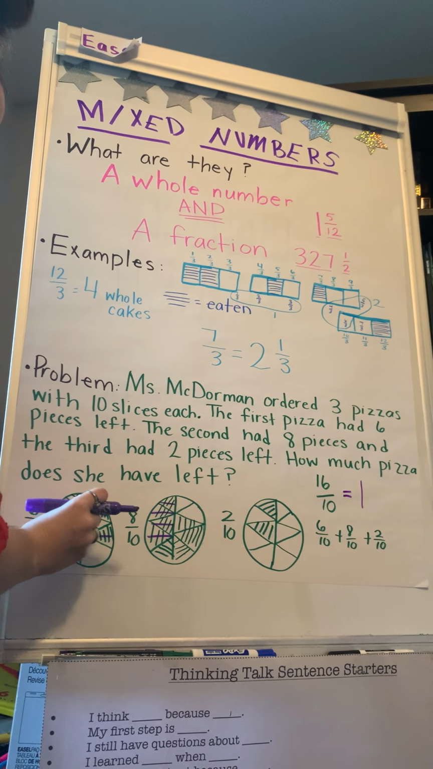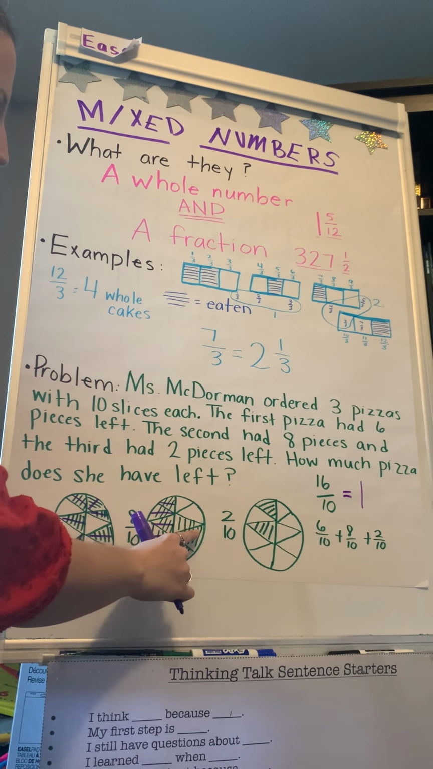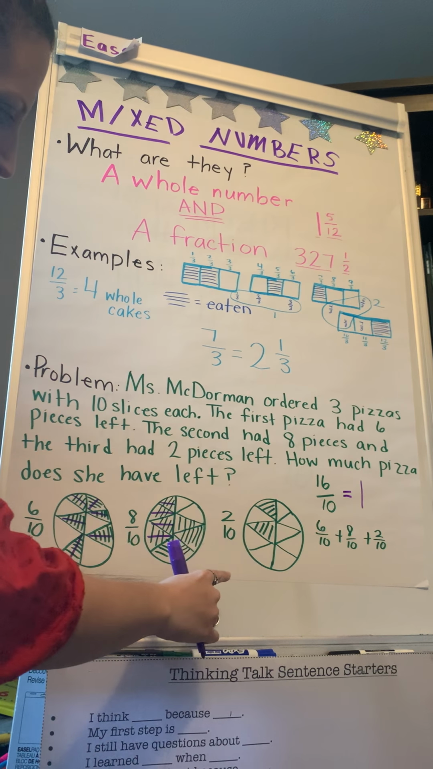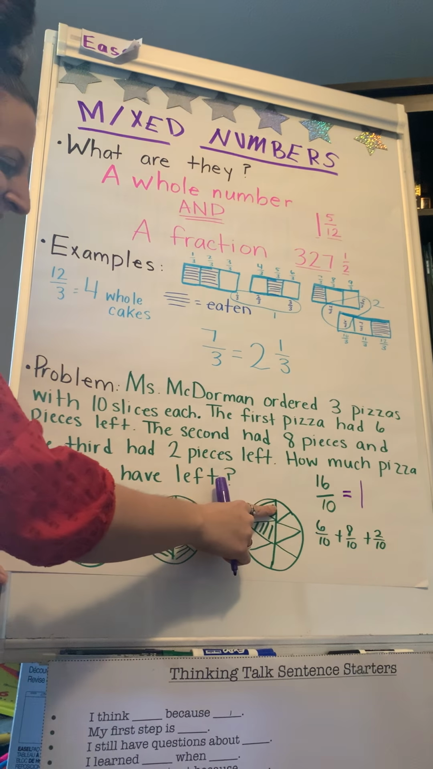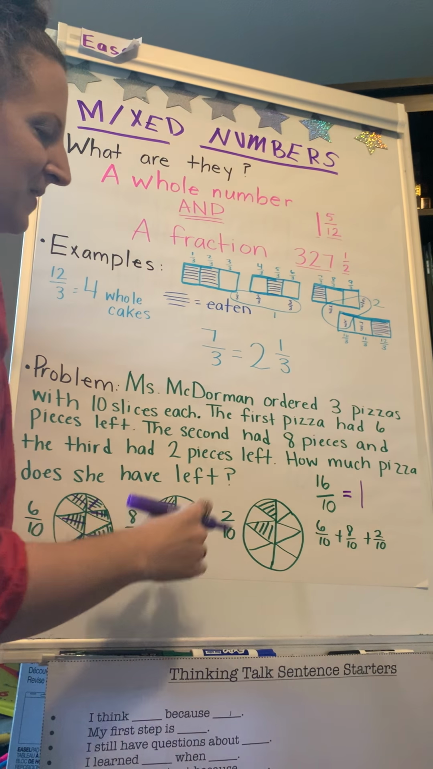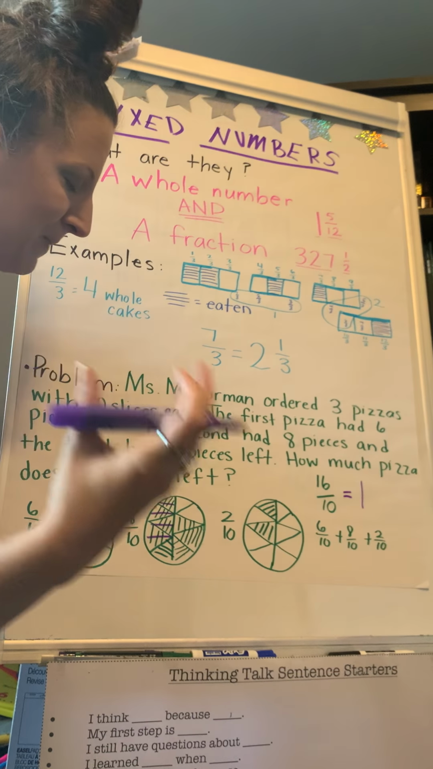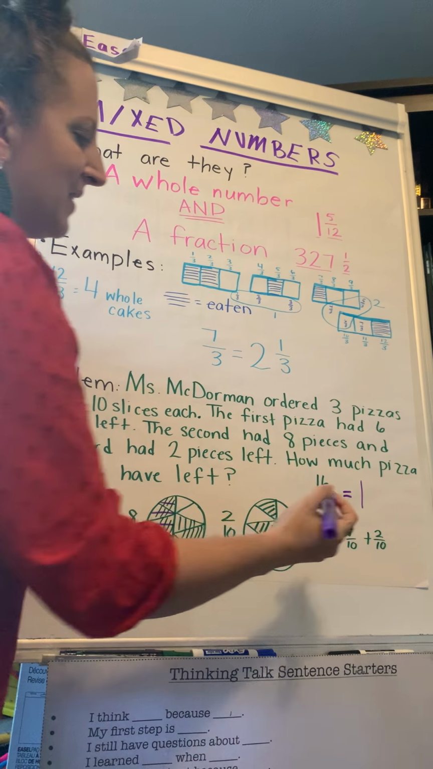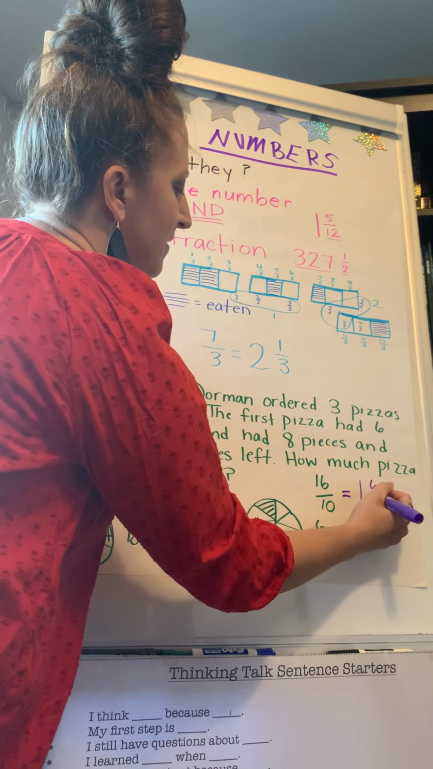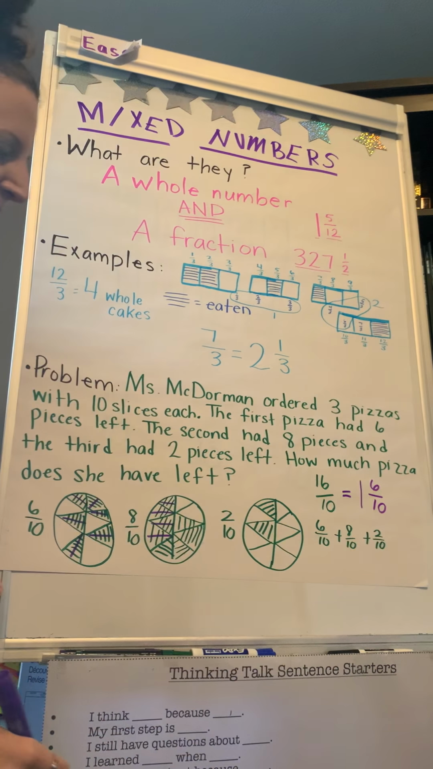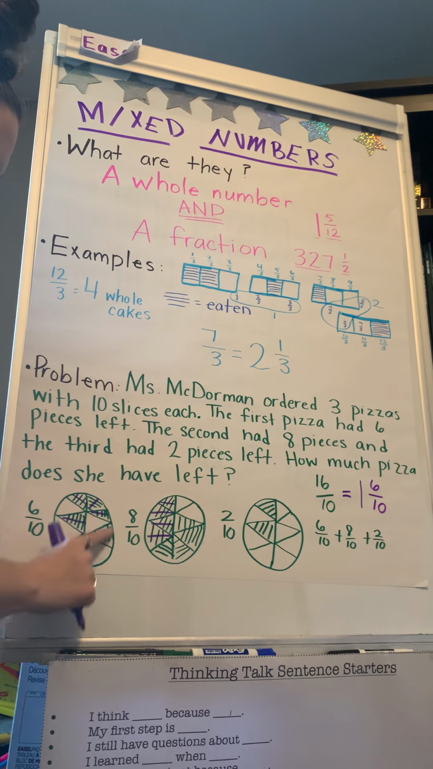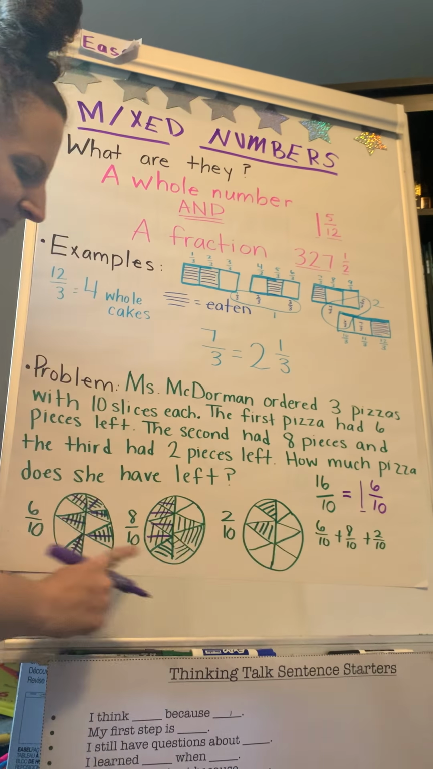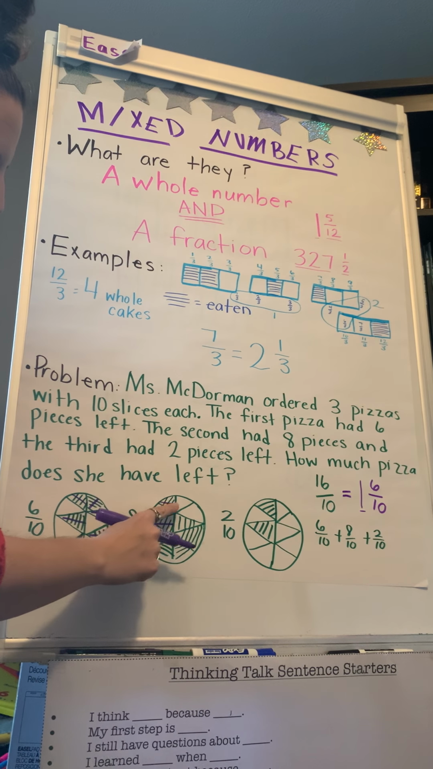10 pieces put together makes a whole pizza. Am I counting right? Oh, I missed one. 1, 2, 3, 4, 5, 6 pieces left over. But it's not 6. Remember, it's 6 tenths because it's 6 out of the 10 pieces. So we have 6 out of 10 pieces left over. So our 16 tenths gives us one whole. We can get 10 pieces to make one whole. There's our whole number. We made it here. 1, 2, 3, 4, 5, 6, 7, 8, 9, 10.